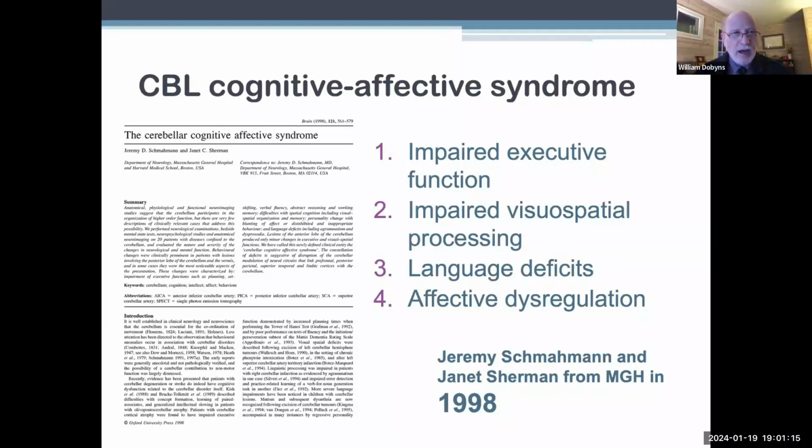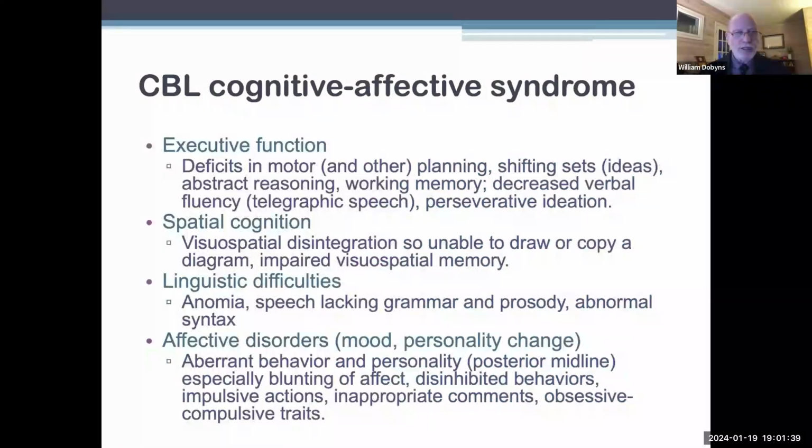Over the years, it has become apparent that individuals with cerebellum malformations are also at risk for the cerebellar cognitive affective syndrome, which consists of the 4 features here: impaired executive function, visual spatial processing, certain specific language defects, and affective or mood dysregulation. In more detail, you'll get deficits in motor planning, difficulty in being able to shift your view or thinking on a topic, difficulty in shifting sets, difficulty with abstract reasoning and working memory.